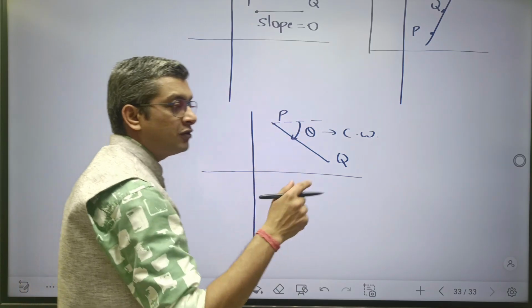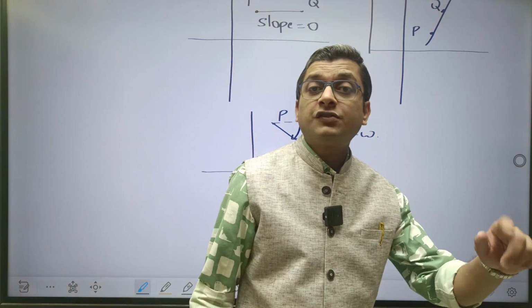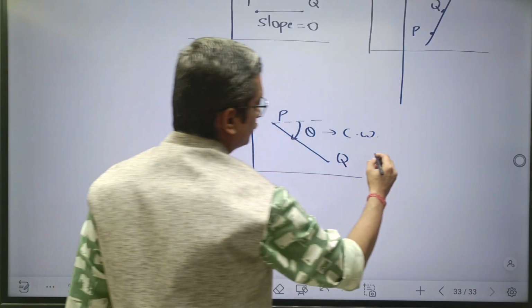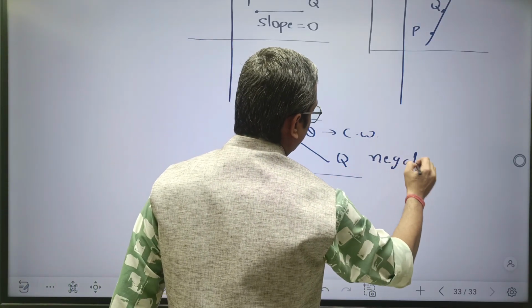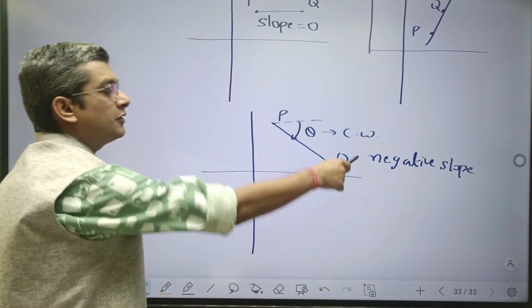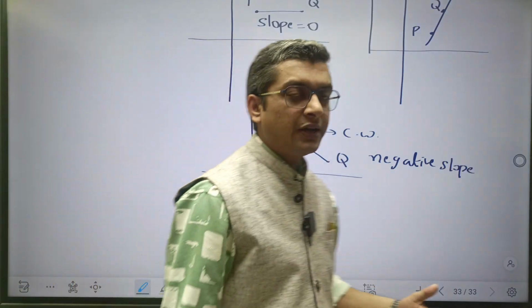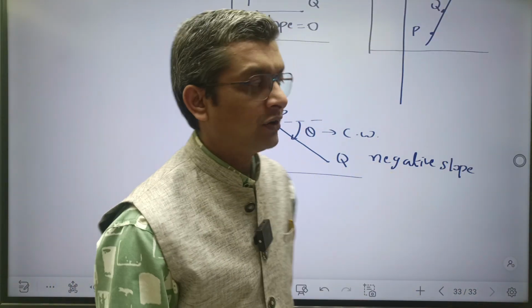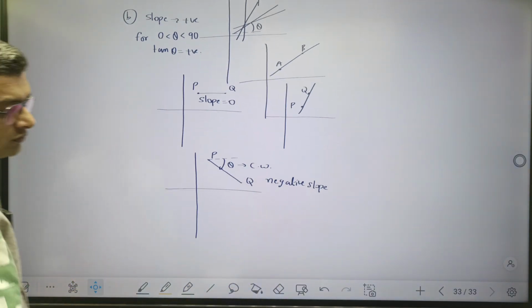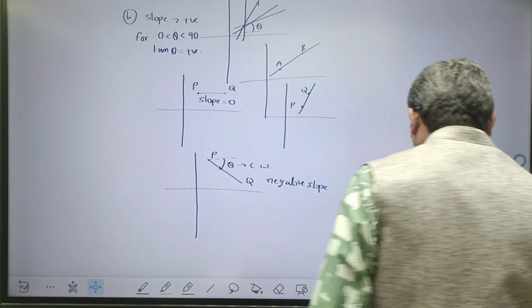That's why this angle theta will be taken as negative, and its tan theta will have a negative value. That's why this corresponds to negative slope. We have learned when tan theta will be negative and positive in lecture 2. You can have a look at it. So these are different cases of slopes.